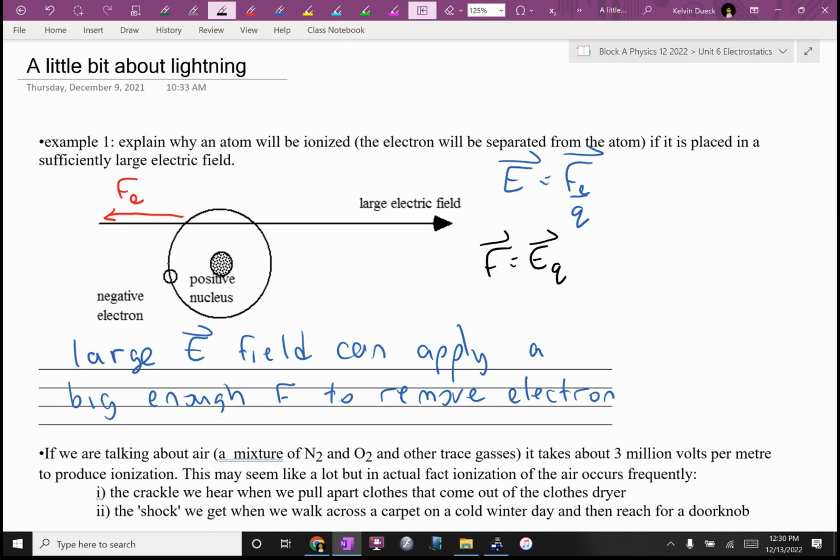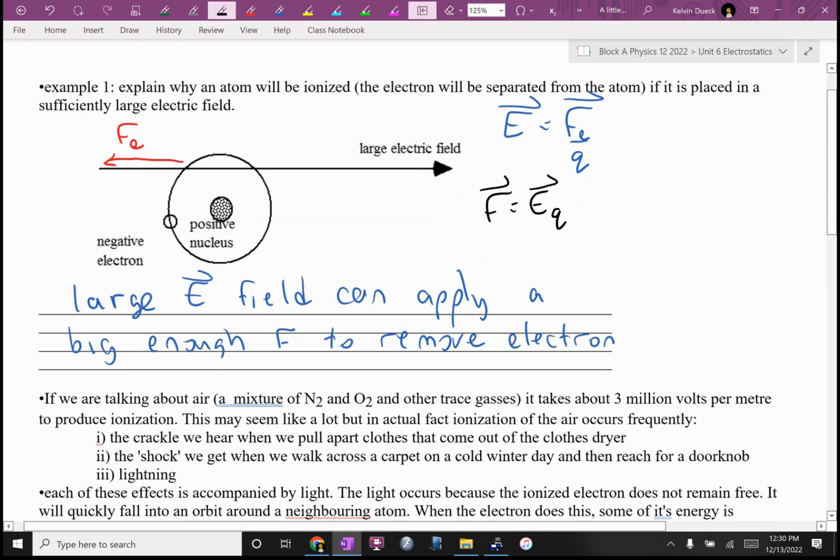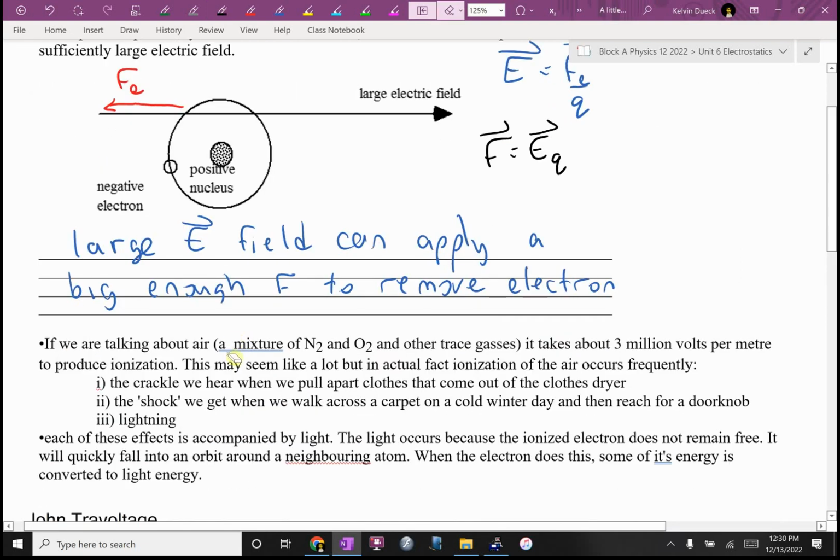We call that ionizing. You've learned in chemistry that an ion is when an element has lost at least one electron in its outer shell. It turns out that for air, which is a mixture mostly of nitrogen and oxygen and other trace gases, it takes about 3 million volts per meter to produce ionization. 3 million volts per meter is 3 times 10 to the 6th, and that's also newtons per coulomb. That's the magnitude of the electric field.